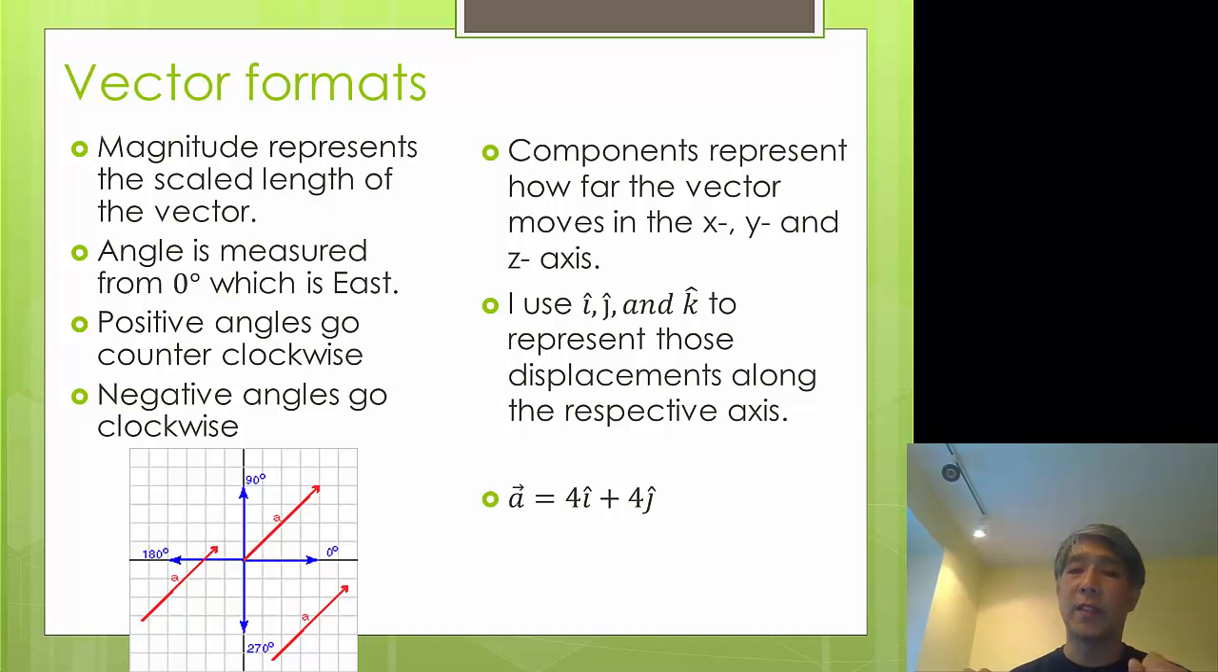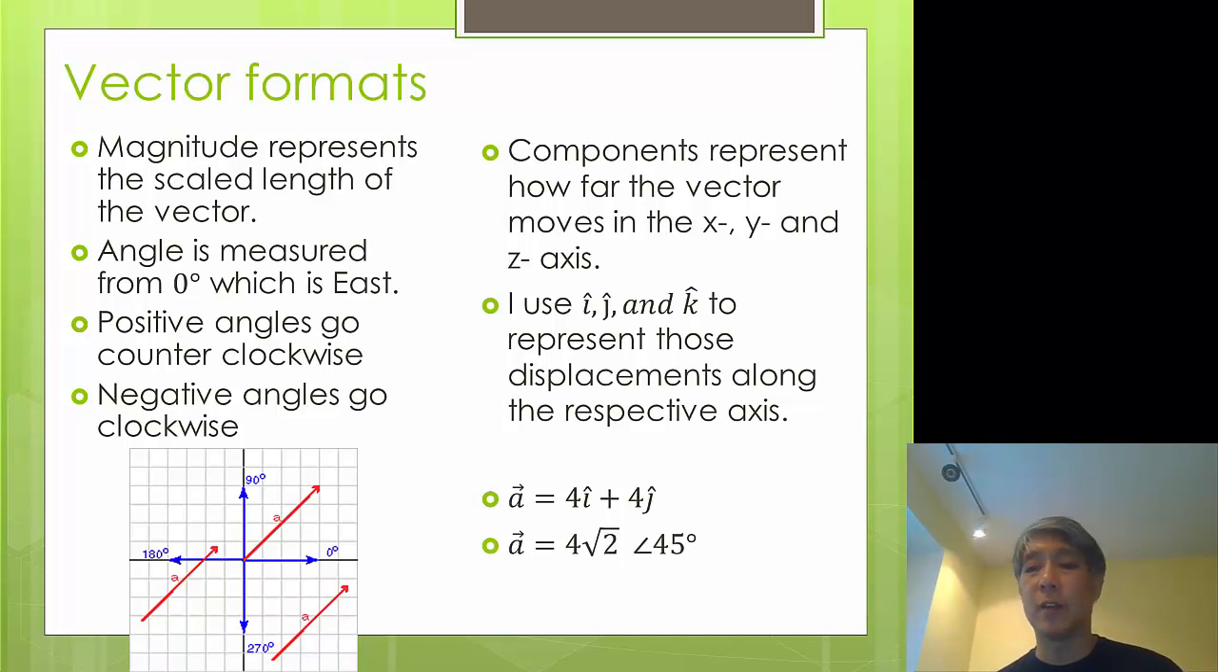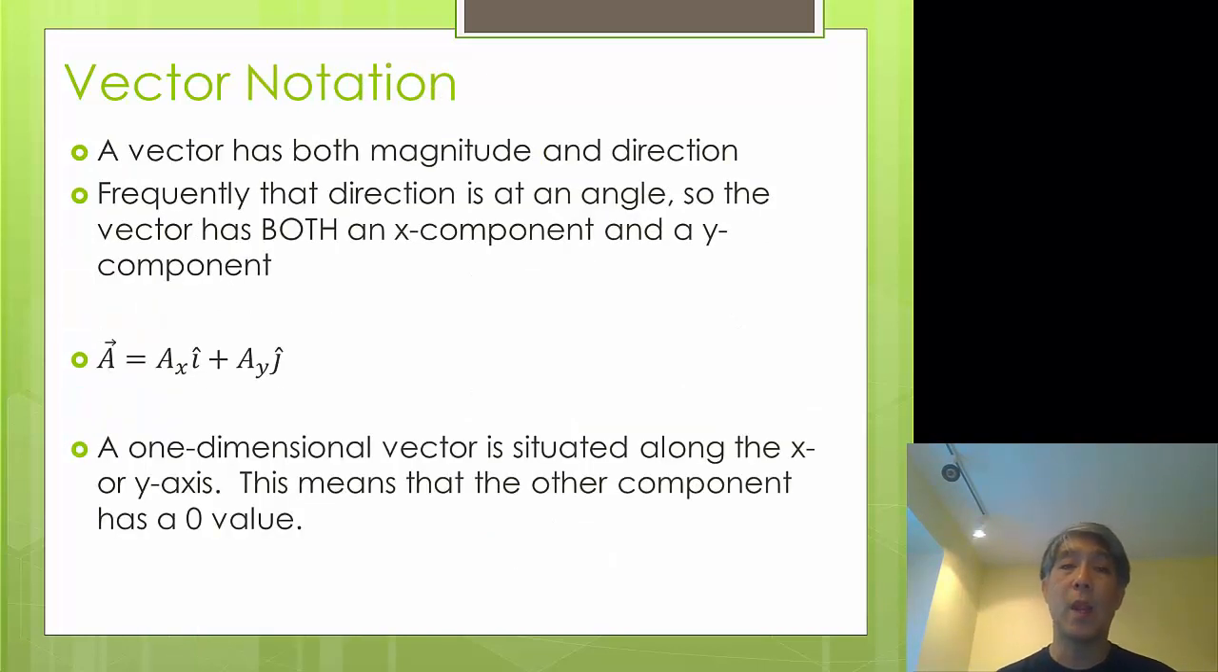So it's important to realize that there is no real origin or start to a vector. That start point is movable. In magnitude angle format, this is the same vector. It has a magnitude of 4 square root of 2 at an angle of 45 degrees. So you could easily, if you had a ruler, graph this as the same vector as 4i hat plus 4j hat. So in terms of these two notations, we'll need to be able to convert back and forth from magnitude angle to component, and then back from component to magnitude angle.